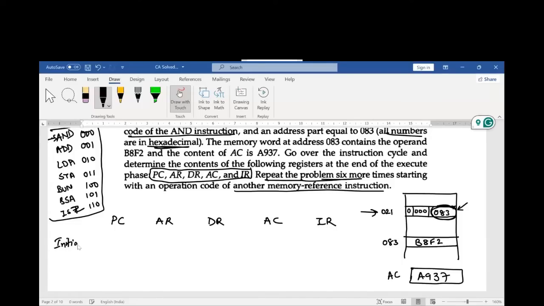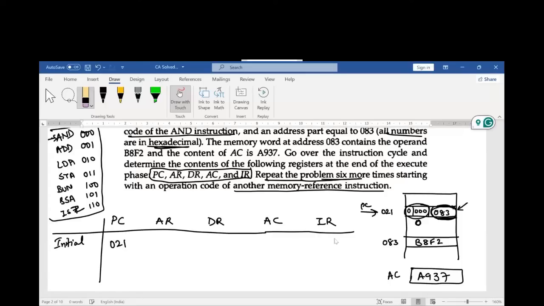Initial values given to us. We will first write out the initial values. We have said that the value of PC is 021. We know that the instruction is what? These 4 bits are 0 and the remaining is 083. 4 zeros in hexadecimal is a single 0. So the instruction given to us is 0083, but right now we have not yet fetched it. Initial values given to us are of PC 021. AR is not given to us. DR is not given to us. AC is given to us, which is A937, and IR is not given to us.